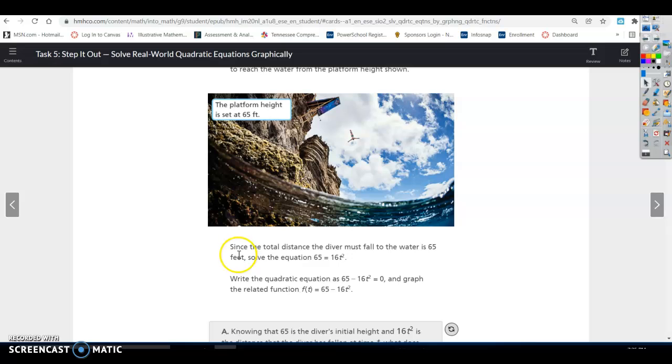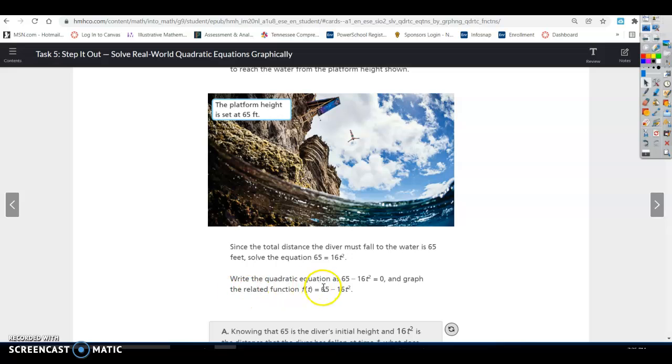All right, so it says since the total distance the diver must fall to the water is 65 feet, solve the equation 65 equals 16t squared. So f of t, or your y value, would be 65. So you plug that in, and then you can subtract 65 to set it equal to 0, and that way you can graph it.